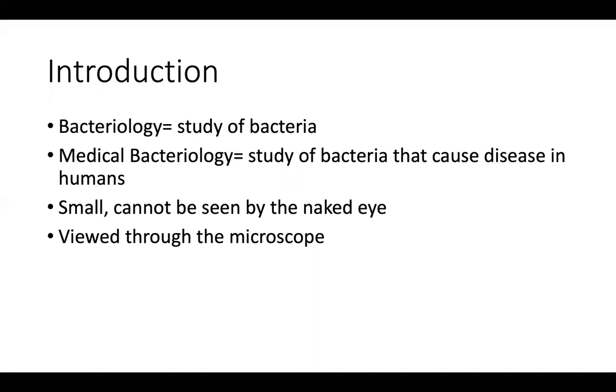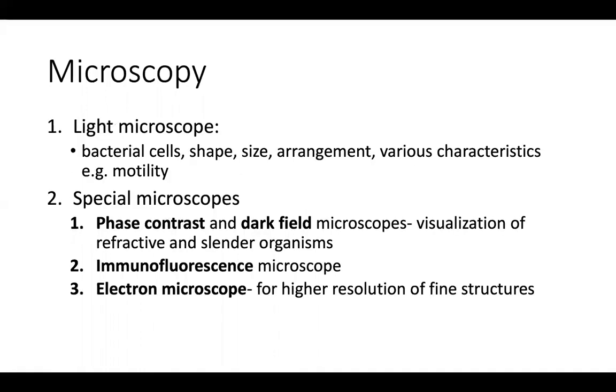What you need to remember is that bacteria are too small and cannot be seen by the naked eye. And so we use microscopes to view these bacteria. The microscope that you will be using is a light microscope. In the light microscope, we look at the bacterial cells. The shape is usually very important in giving us a clue as to what bacteria we are dealing with, as are the size, the arrangement, and various characteristics. For example, is this bacteria motile? That is, does it have the ability to move? Not all bacteria are motile. Do they have a capsule, etc.?